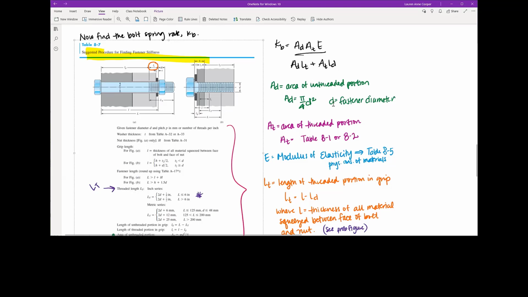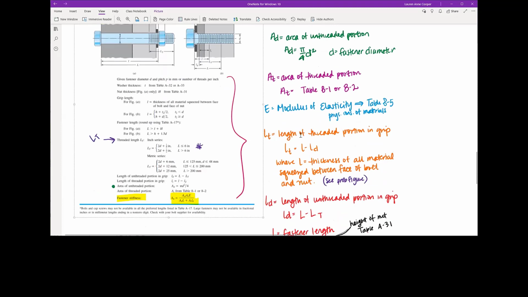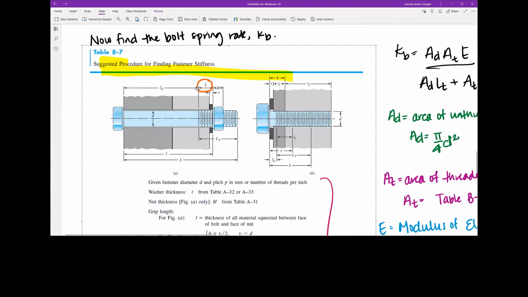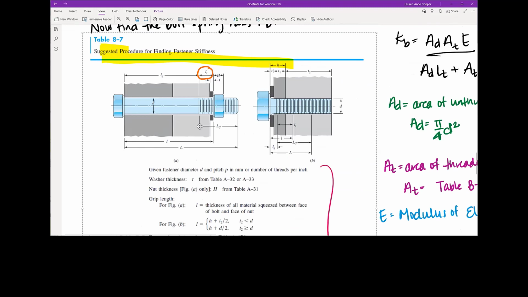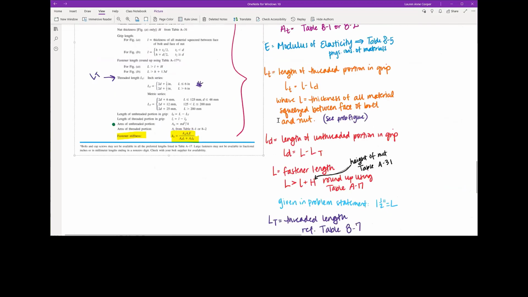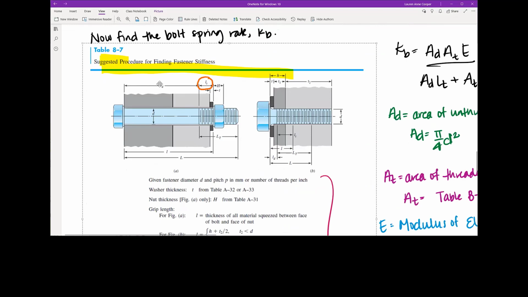The LT and the LD are kind of a pain. So the LT is the length of the threaded portion in the grip. So circled in orange here is our LT, length of the threaded portion in the grip. So LT is calculated by little l minus little ld, where little l is the thickness of all material squeezed between the face of the bolt and nut. So here's little l, it's all the material squeezed in between the face of the bolt and the nut. And then LD is the length of the unthreaded portion in the grip. So this distance here, LD. So it's the unthreaded portion within the grip.